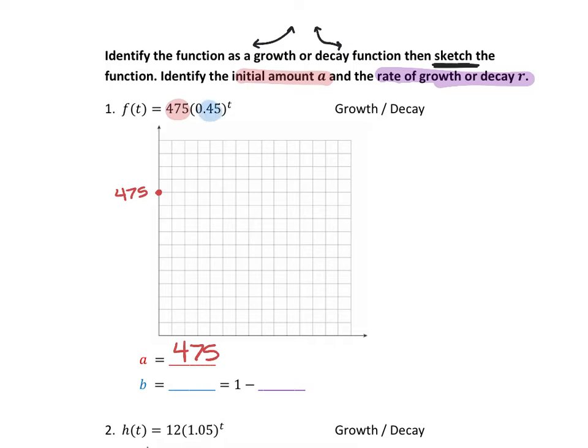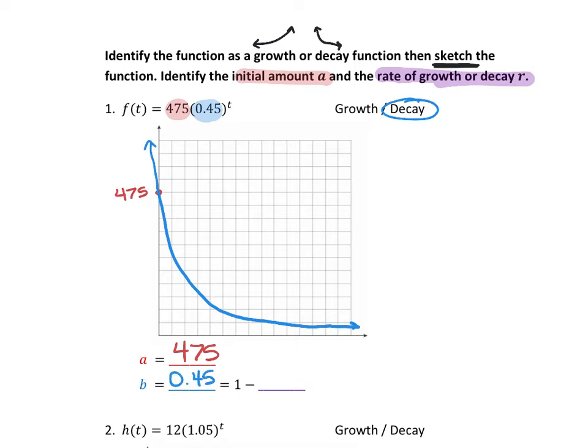Since the b value right here is less than 1, that means I would have had to subtract, and that this is a decay function. That means that this is going to be a decreasing function. Remember, it doesn't cross or touch the x-axis because of the asymptote there. And my b value is 0.45.